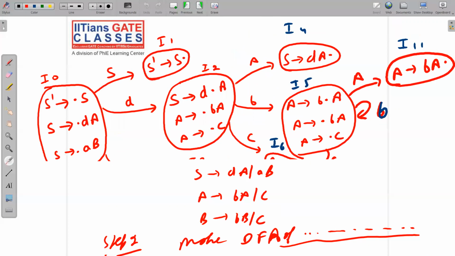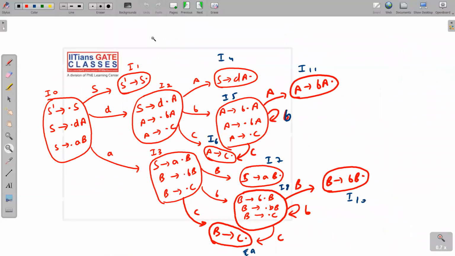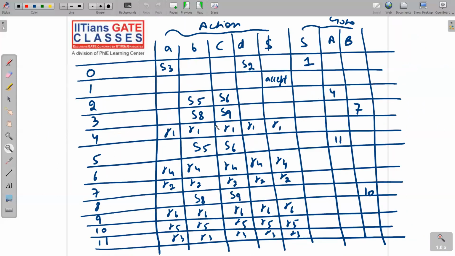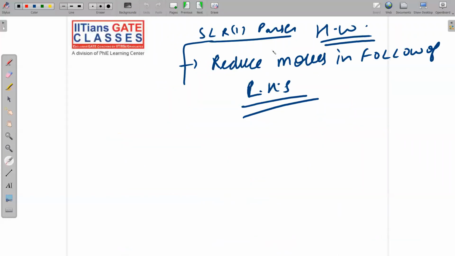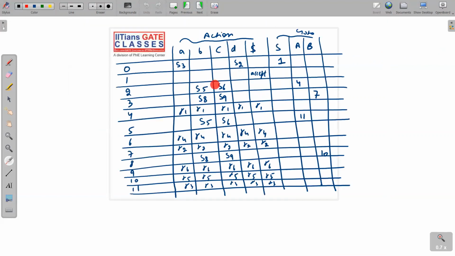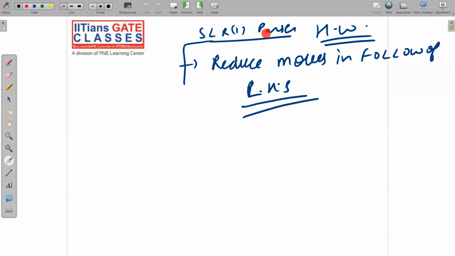So we have constructed this DFA. And then we have constructed the parsing table also. We have done everything. And I have given you homework for SLR1 parser. That means we have constructed table for LR0 parser and we have to construct table for SLR1 parser. So the only difference in LR0 and SLR1 is that reduce moves are in follow of LHS only. That is the basic difference.